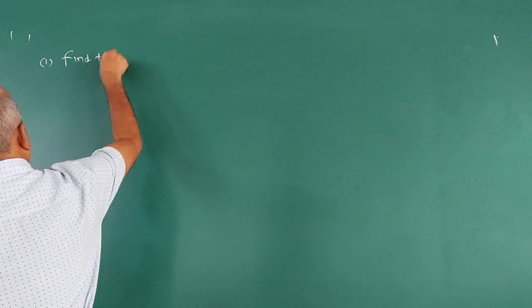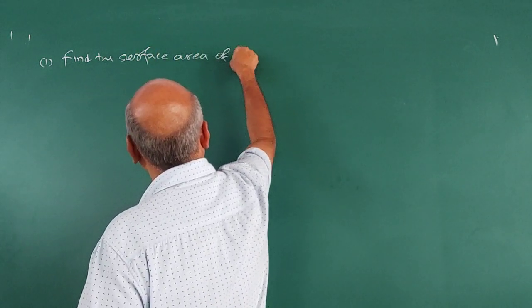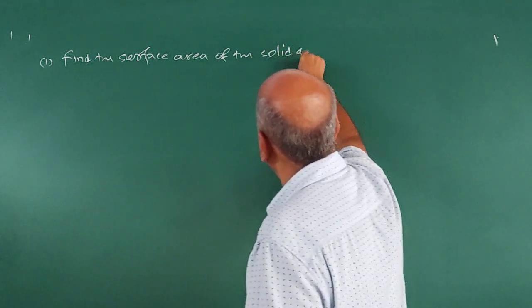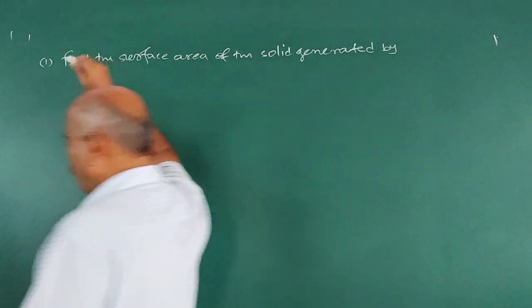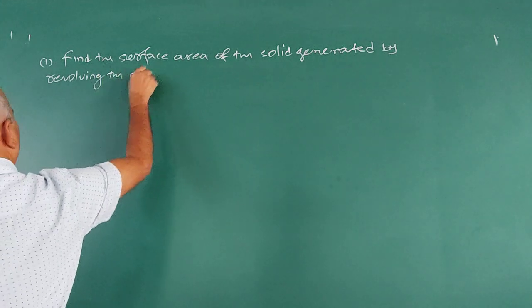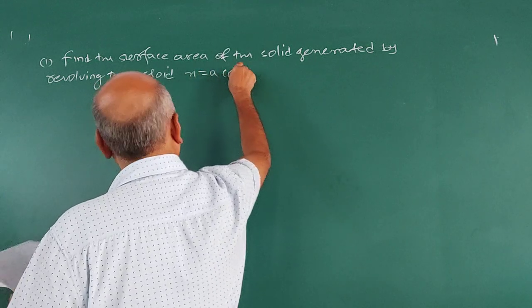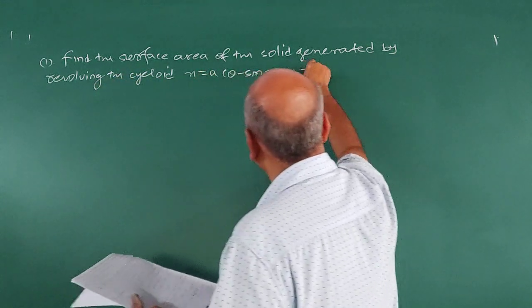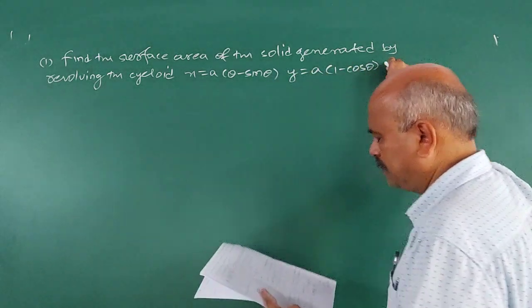Example: find the surface area of the solid generated by revolving the cycloid x is equal to a into (theta minus sin theta), y is a into (1 minus cos theta), about x axis.